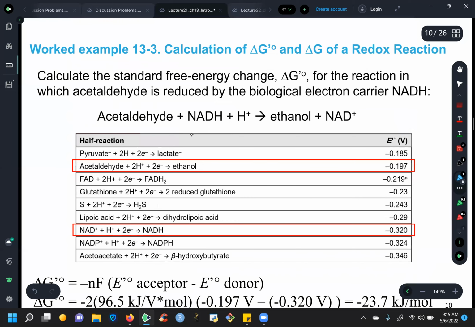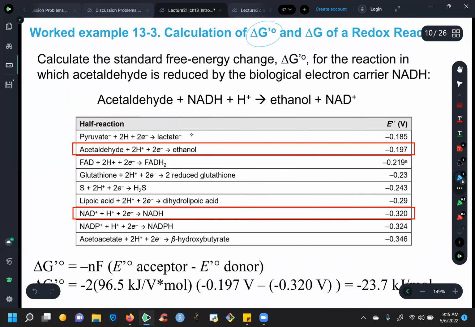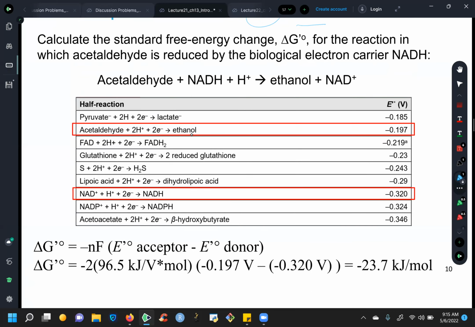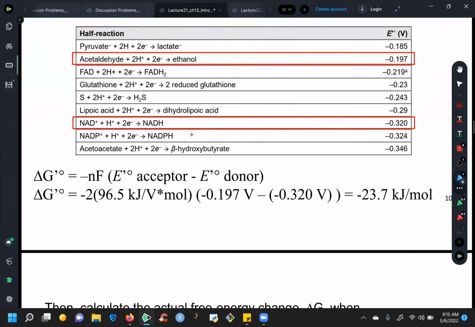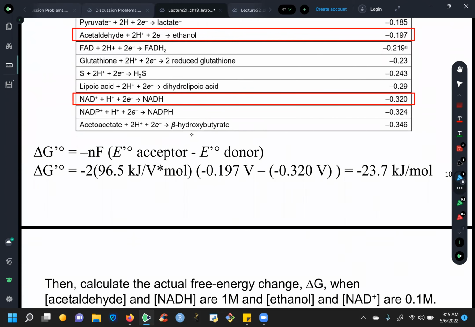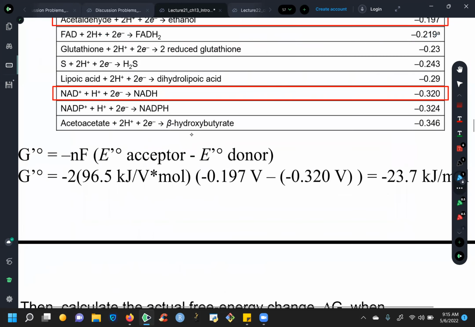Worked example, calculation of standard free energy change and free energy change of a redox reaction. Calculate the standard free energy change for the reaction in which acetaldehyde is reduced by the biological electron carrier, NADH. We did something similar in discussion, so I'm not going to go over this. The video's already up for this. But basically, as long as you know your terminology, this will be easy for you. So I'll just go to the bottom.